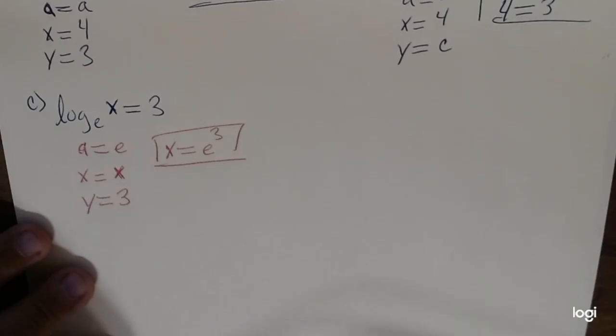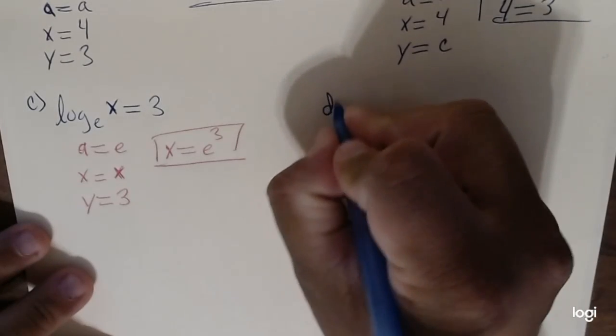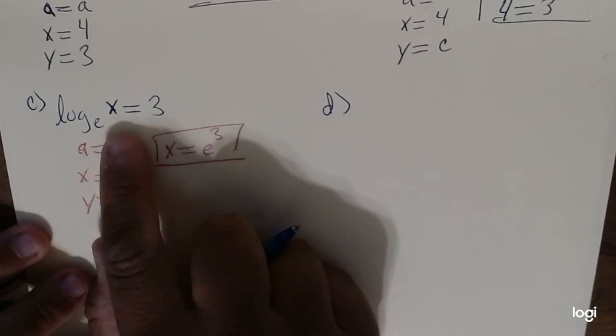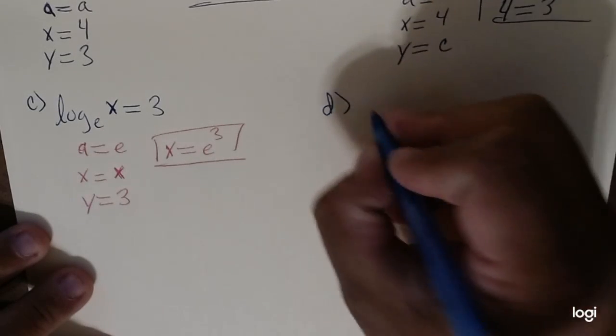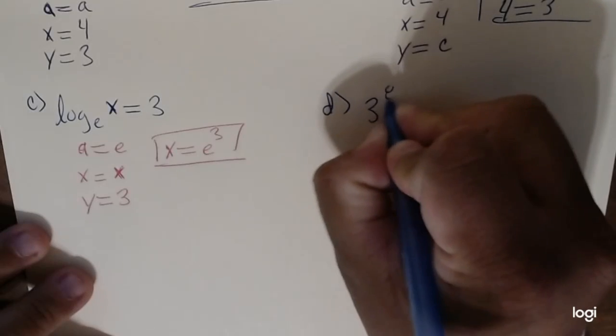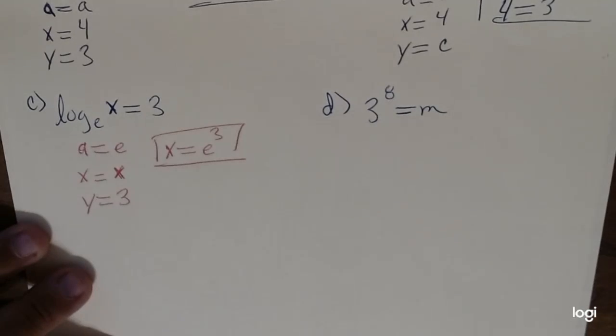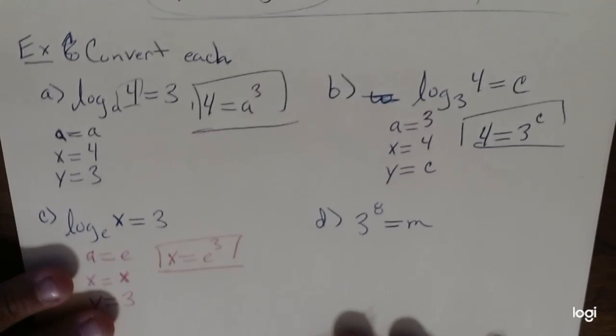Right, so one way is not too bad. Well, can we go the other way? In other words, what if I give you this? Can you go backwards and give me that? Okay, so now we're going to try going backwards. Let's say 3 to the 8th power equals m, and now we want to convert it to its logarithmic expression. This one's a little tricky because you have to go backwards now.